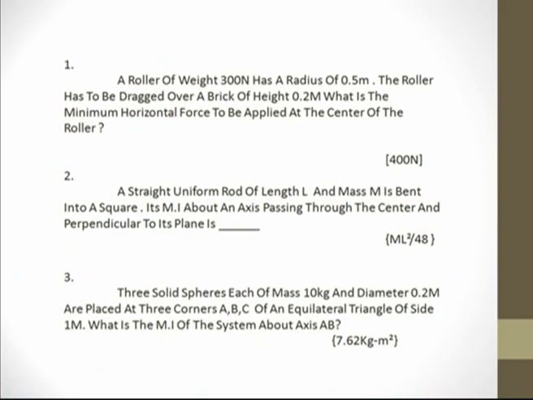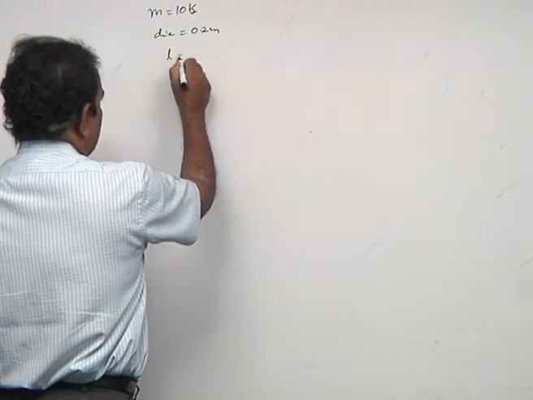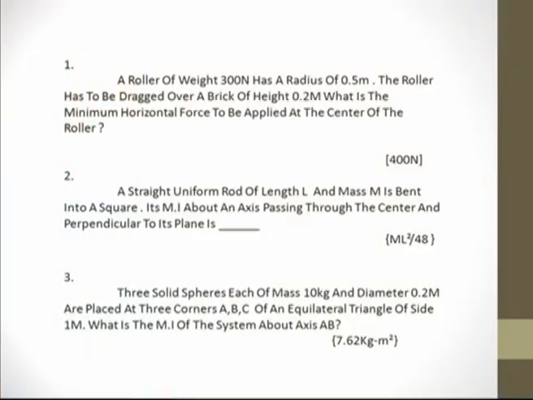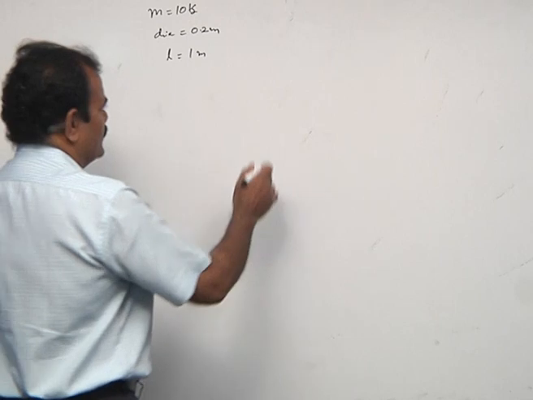And they are placed at the 3 corners A, B, C of an equilateral triangle of side 1 meter. So that's why L is given, 1 meter. Now you are supposed to find out the moment of inertia of the system about the axis AB. About the axis AB. So from that given data you have to draw the diagram.